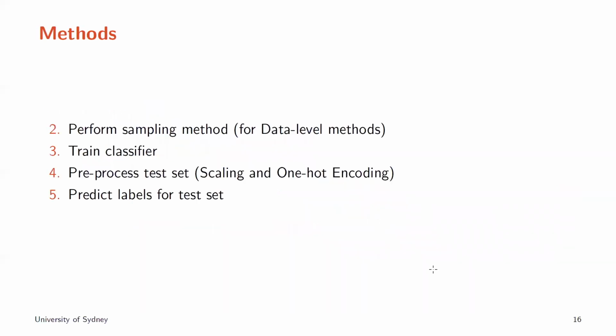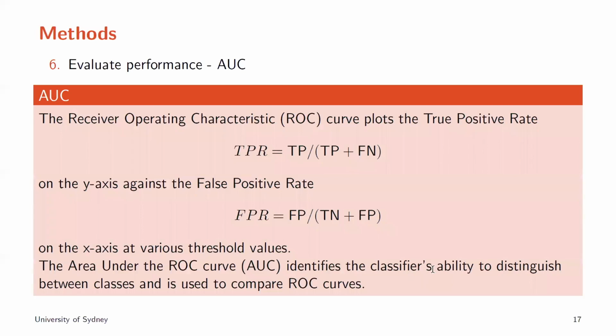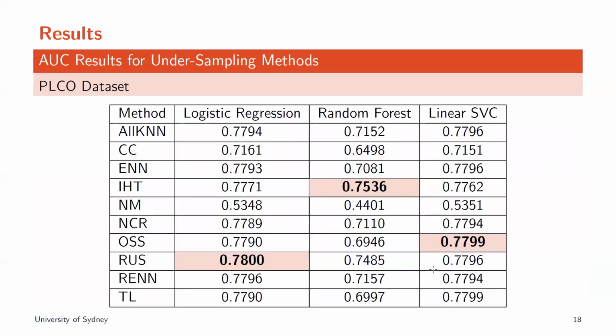For the data level methods, we performed sampling first, then we proceeded to train the model. Next, we validate our model by pre-processing the test set, predicting, and then finally evaluating the performance metric. We use the AUC or the area under the ROC curve as this is the more common metric used for class imbalance. Now, here are our results.